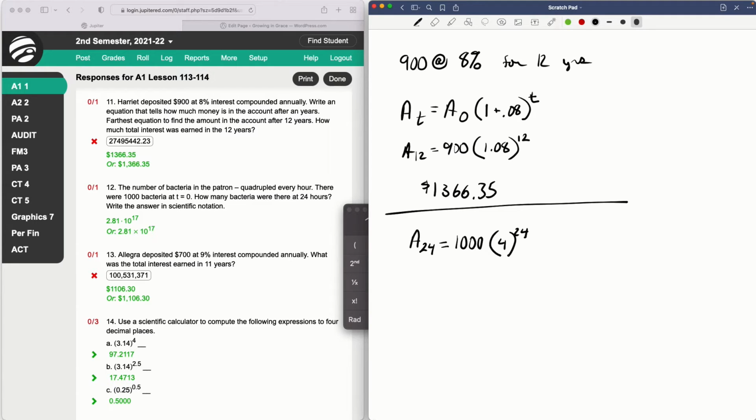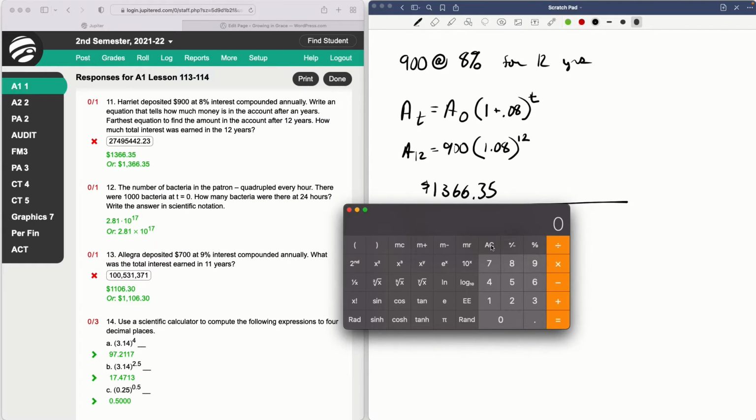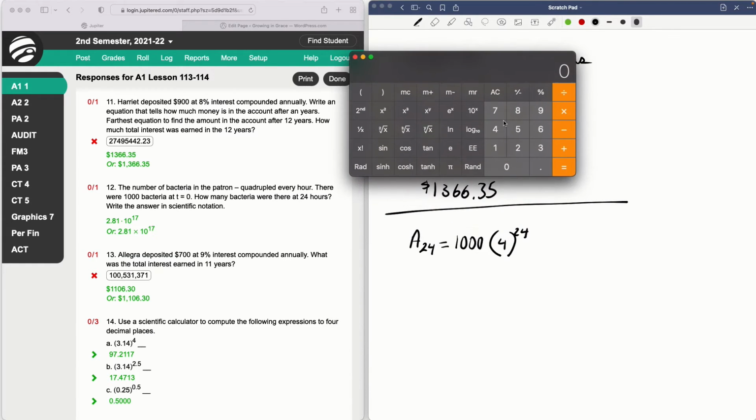So we're going to do the exponent first as usual. Let me get my calculator back up. Let me clear this up for us. So 4, exponent key, 24, right? So that's this bit. Now we're going to multiply that times 1,000 times 1,000 equals this. Don't let this confuse you.